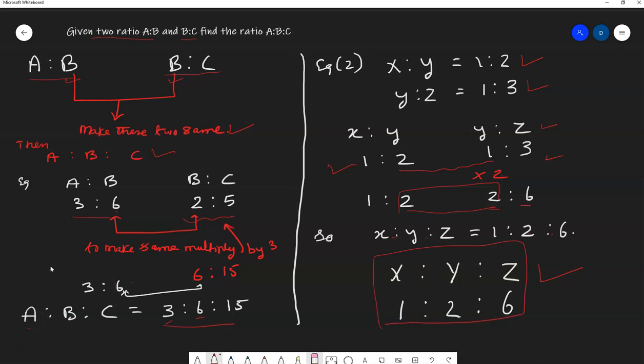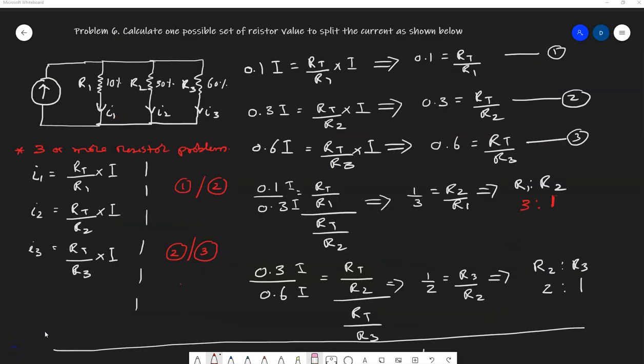Next I'm going to show you how to use this method to solve one more electrical problem. So take one more similar problem here. I've got 3 resistors in parallel. You have been asked to find the resistor values to split the current as shown here. You want 10% of the current to go through the resistor R1, 30% through R2, and 60% to R3. So we have done this problem in the earlier part of my video.